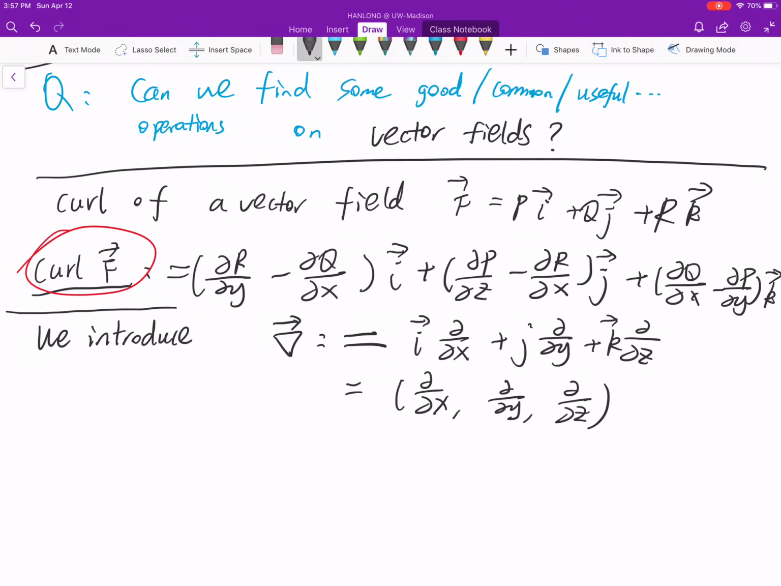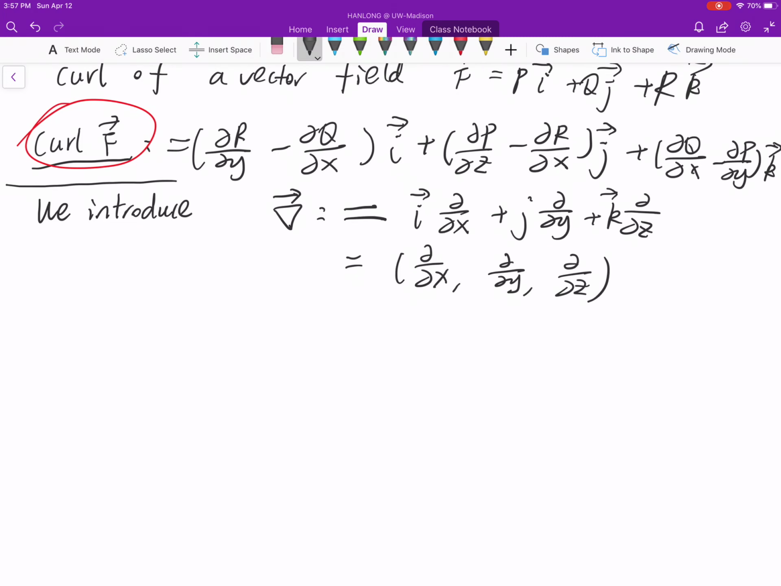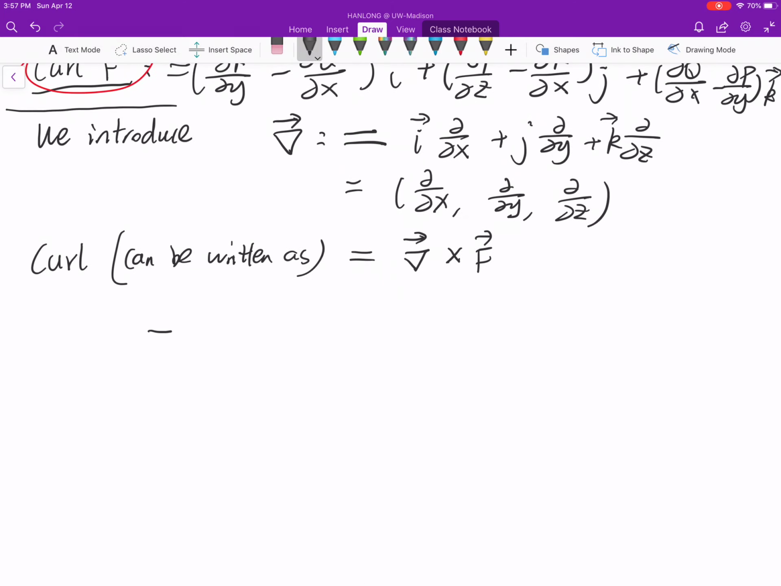You have some differential here, and then what is curl? Curl can be written as nabla cross F, curl F should be. And if we still remember how to compute the cross product ijk, then you plug in the coefficients for the first vector. Although it's differentials, we view it as a vector, and F you have three components, P, Q, R.